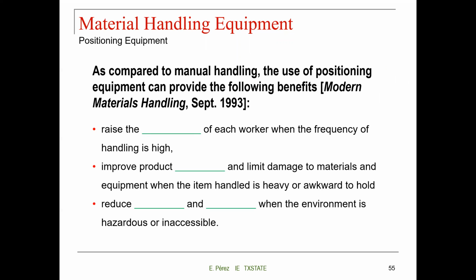As compared to manual handling, the use of positioning equipment can provide the following benefits. Raise the productivity of each worker when the frequency of handling is high. Improve product quality and limit damage to materials and equipment when the item handled is heavy or hard to hold. Reduce fatigue and injuries when the environment is hazardous or inaccessible.